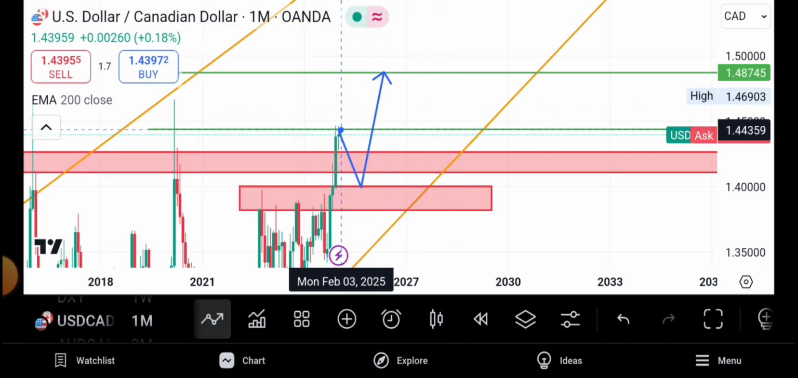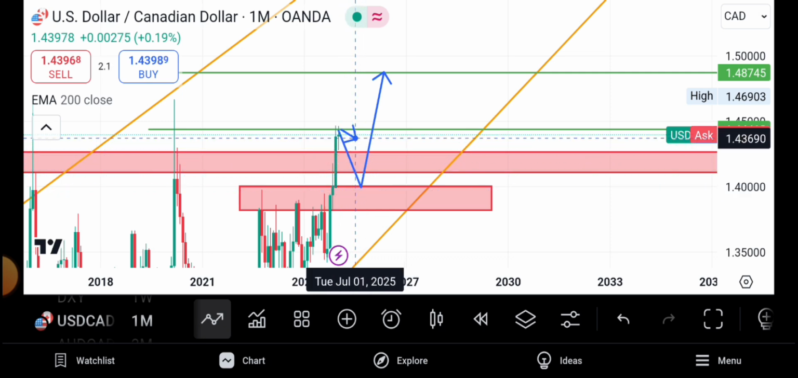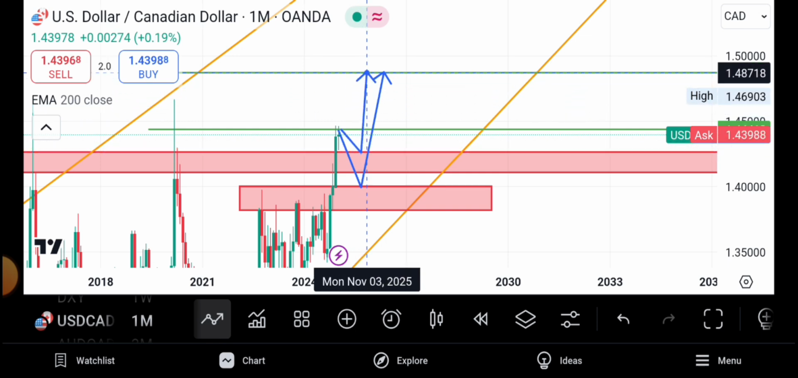Or the market might not do what? The market might not retrace fully up to this zone. It might come back here, retrace to this zone, then go up to this point. Are we together? That's scenario number two.